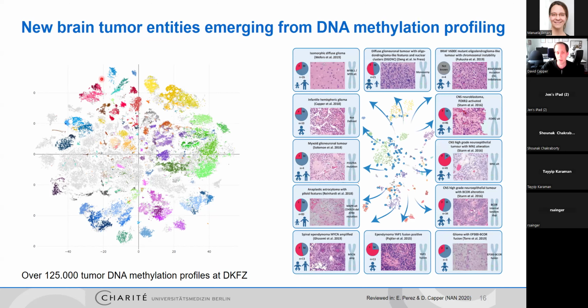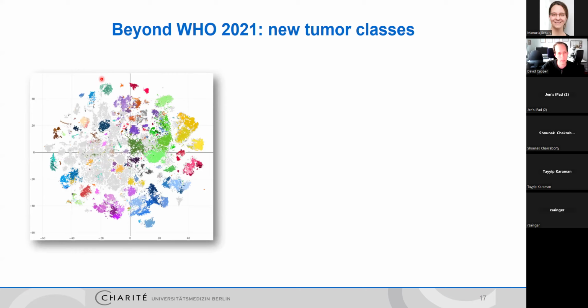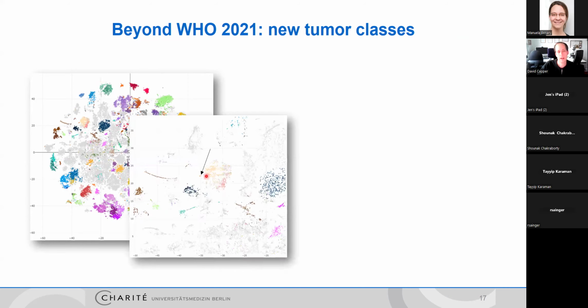Most of these have already been added to the WHO classification. But also beyond the WHO classification, new tumor classes are being identified. Here I'm showing one example, unpublished, that a doctoral student of mine is currently working on. We try to identify little islands that have not previously been defined as belonging to tumor classes. We then identify these cases and try to contact the submitting centers. If they are able to submit the material to us, we then perform additional molecular and histological analysis.